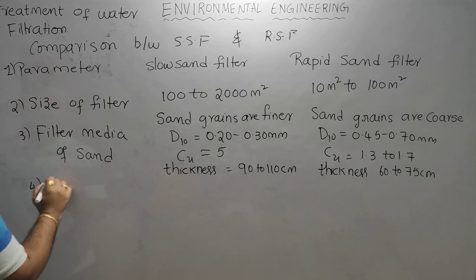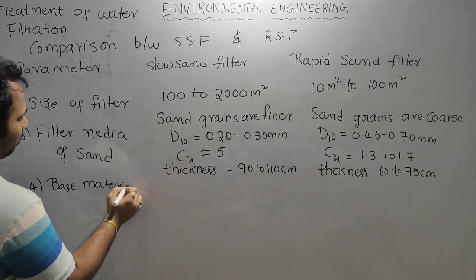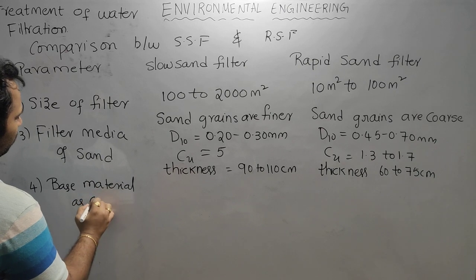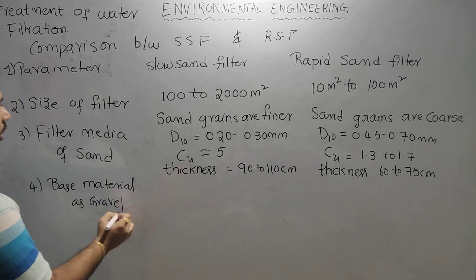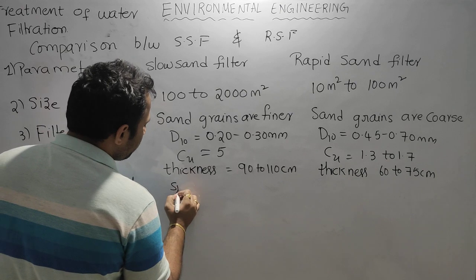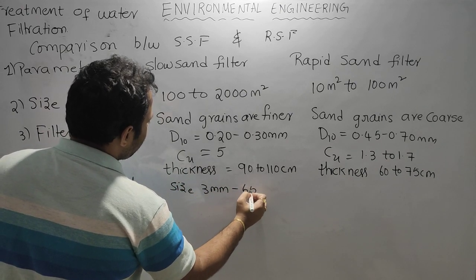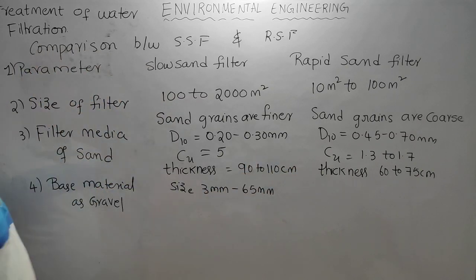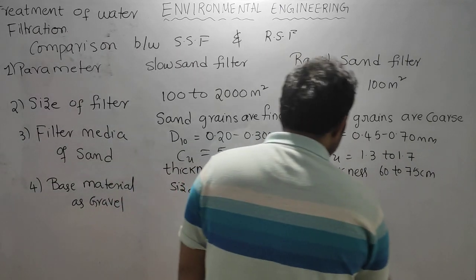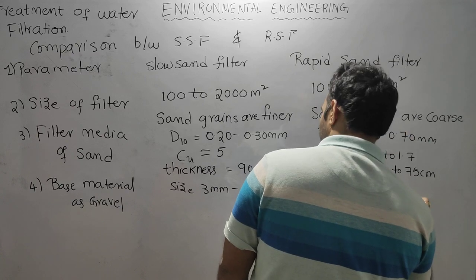Base material gravel. Here in slow sand filter, base material gravel will have a size of 3 mm to 65 mm. Whereas the size of the gravel there is little lesser, 2 mm to 50 mm.